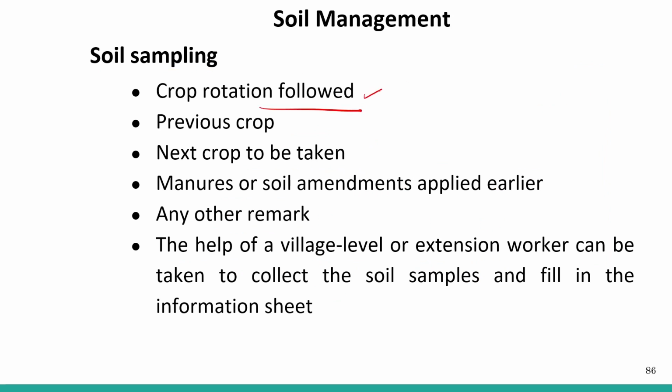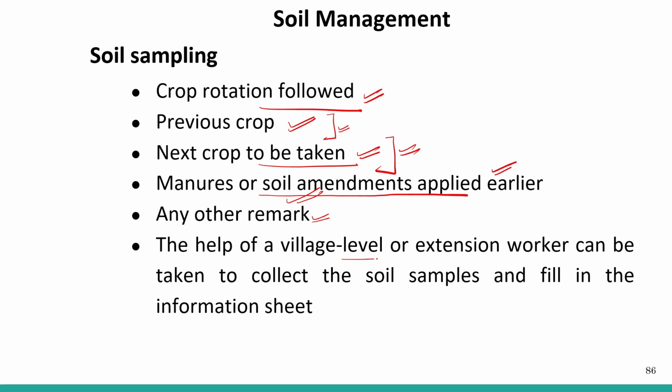Crop rotation followed. What type of crop rotation is followed? This should also be there. Previous crop: all the information on what was the previous crop grown in this particular field. Next crop to be taken and what we are going to plan for the next crop. Manure or the soil amendments applied earlier. What were the manures or the soil amendments that have been applied earlier? That should also be noted. Any other remark or any other information you want to give.